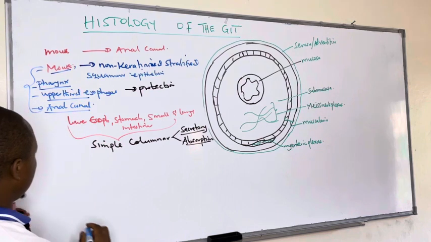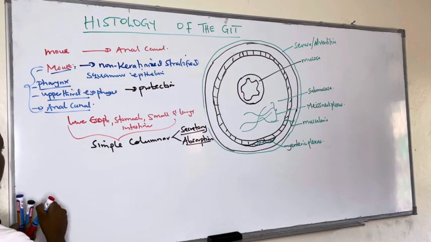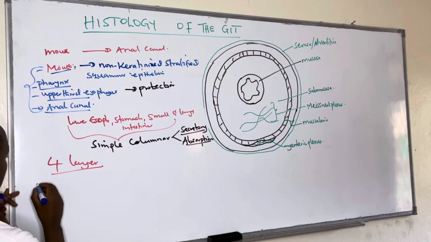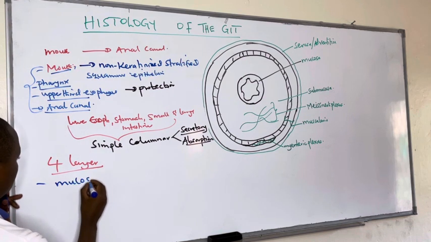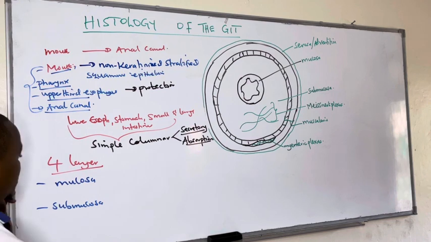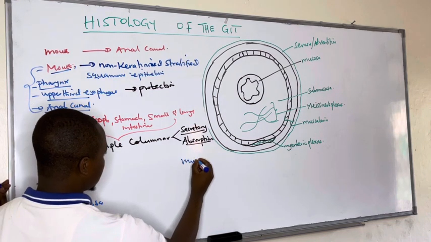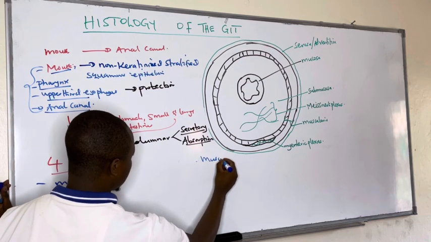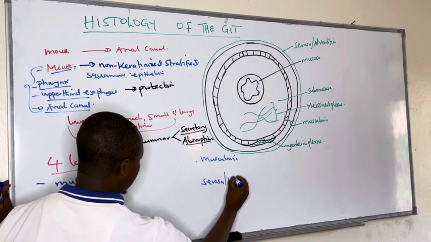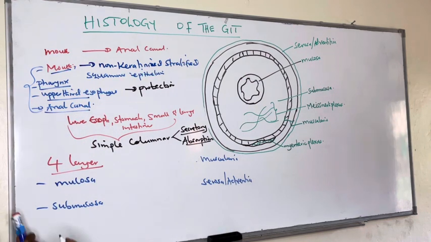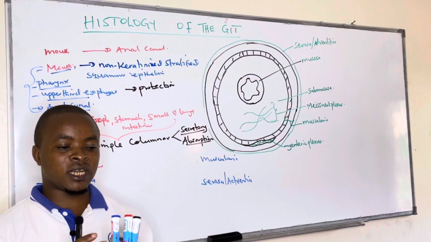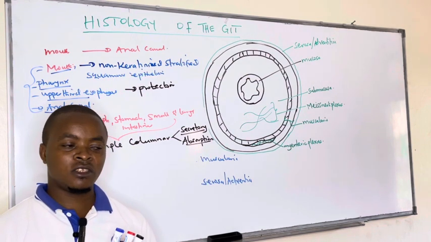And as we normally say, the GIT has 4 layers. These 4 layers include the first one, the mucosa, followed by the submucosa, then the muscularis, and then it ends with the serosa. You can call it serosa or adventitia, as we shall see. So these are the major 4 layers of the GIT, but some vary according to the site. These ones cut across right from the esophagus to the anal canal.